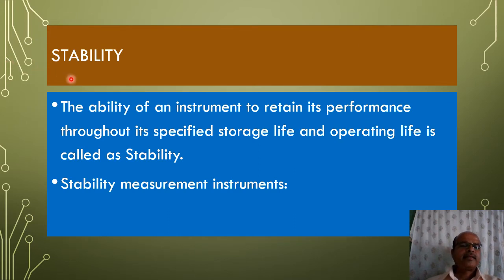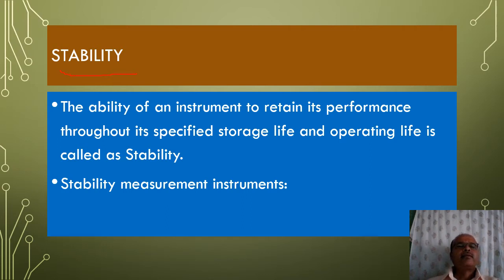Then the next definition is stability. What is meant by stability? The ability of an instrument to retain its performance throughout its specified storage life and operating life is called stability. This stability parameter is very important. You can take the example of any electronic equipment. In that equipment, stability is very important.